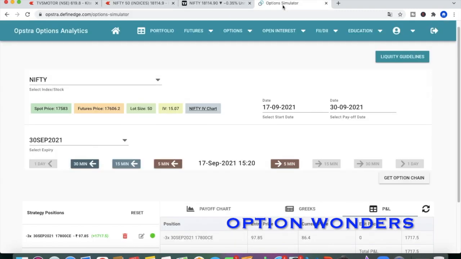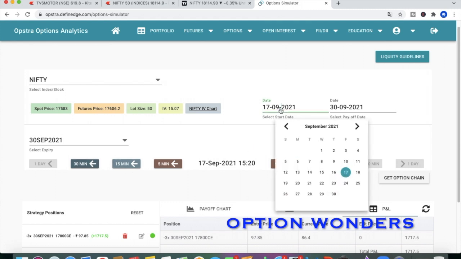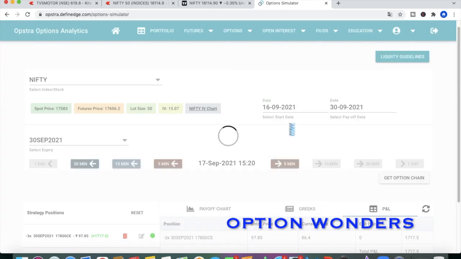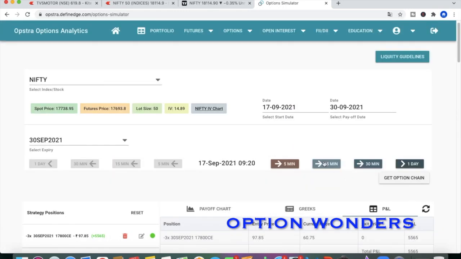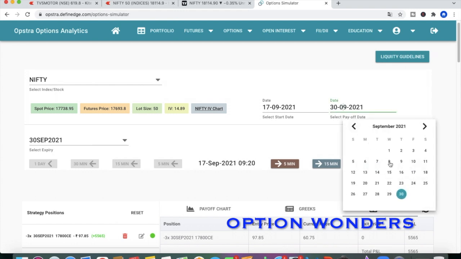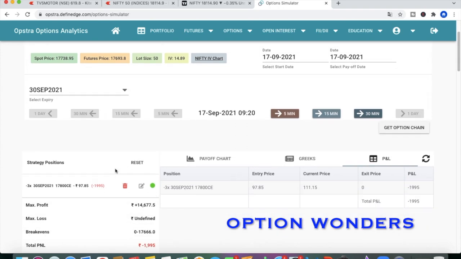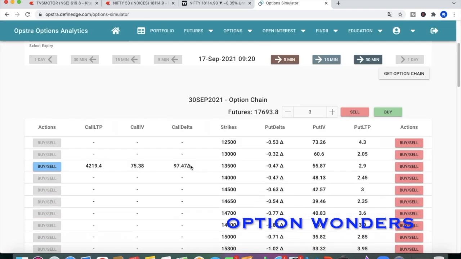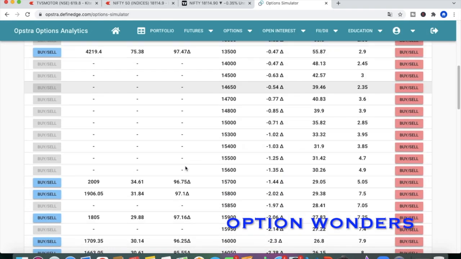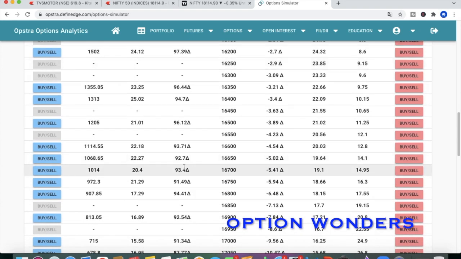Now let's take the option simulator and put the date, 6/17. 17 is on Friday, so the payoff date will be the same date. This is intraday which we are going to select. So what was the strike which I told you? 17,800 was the strike, right?